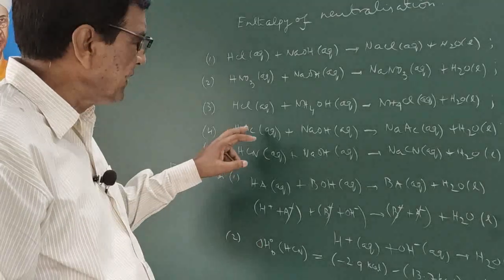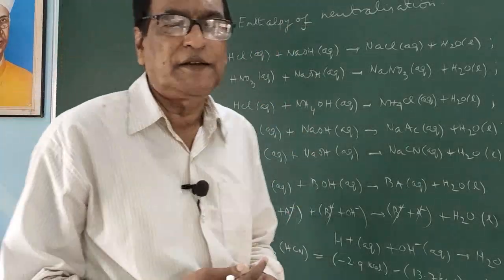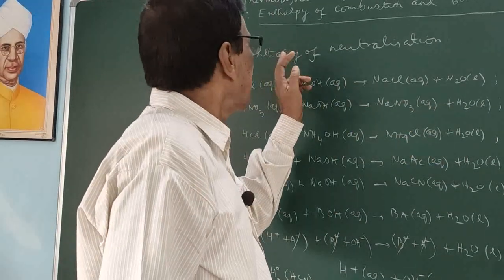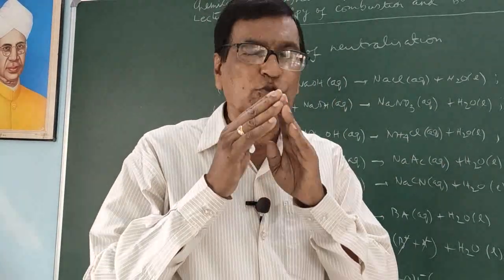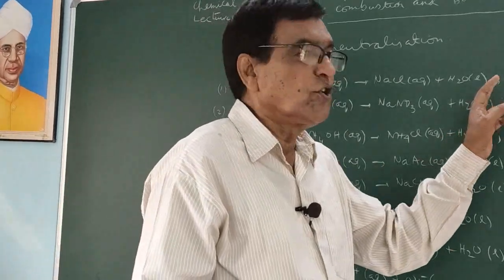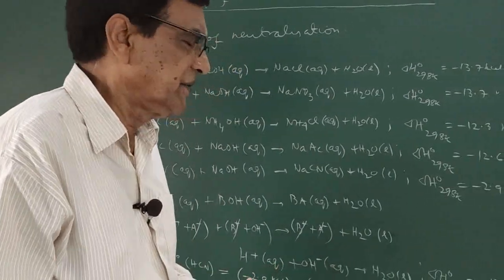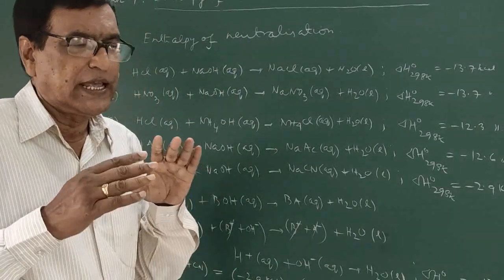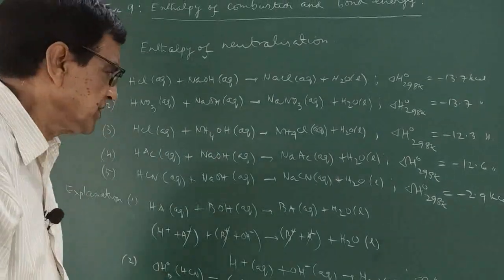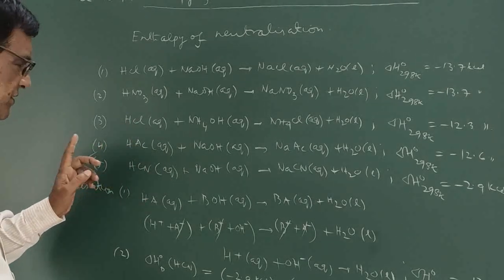So for this weak acid or weak base, if we take this neutralization reaction, then the standard enthalpy of neutralization is found to be less than is expected from strong acid, strong base. So from that we can calculate the standard enthalpy of dissociation of this weak acid. Suppose this one, in this case, hydrocyanic acid.